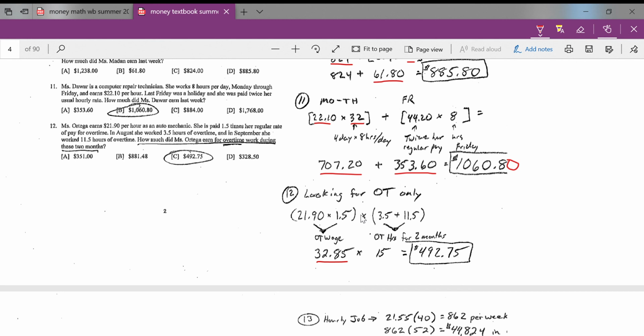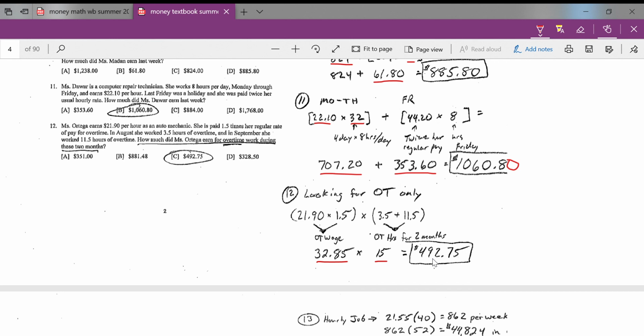Then it says, now we have to look at times the number of hours. So this is the wage. So this goes back to like objective one, wage times hours. And it's for the 2 months total. So 1 month, she worked 3.5 hours. The other month, 11.5 hours. You add them up. So she worked 15 hours of overtime in those 2 months. So we take the overtime wage times the overtime hours. And we get $492.75.